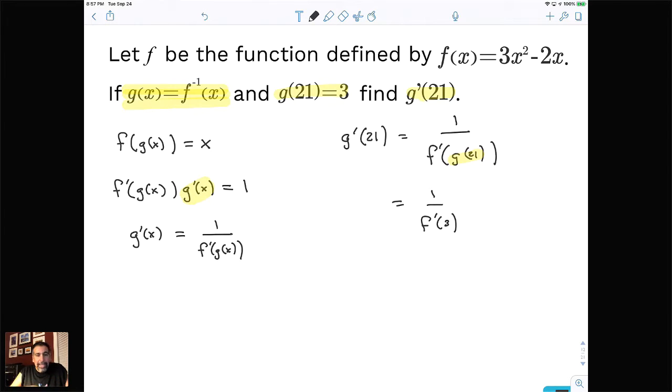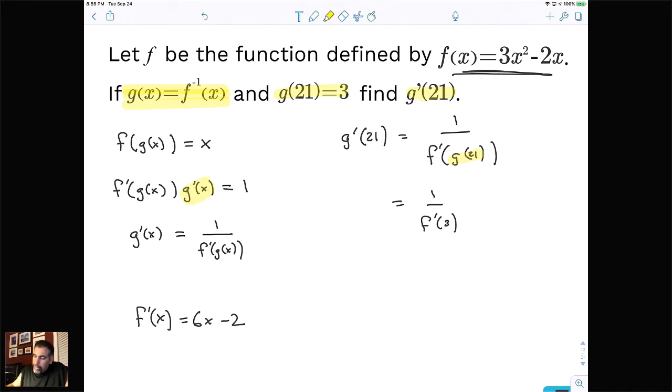G of x has been taken out of the problem, and now I've related it back to the original function f of x, which is going to work great because f of x is given up here, which means we can find f prime of x, because the derivative of 3x squared minus 2x is going to be 6x minus 2.